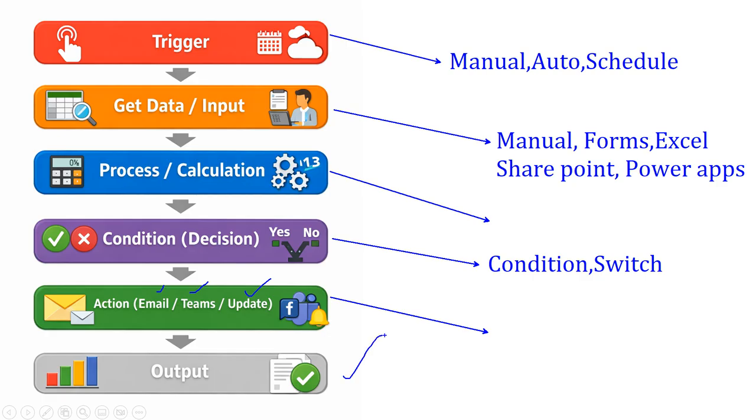I hope all the workflow has been completed. As I told, some topics are pending here. Those are the topics we are going to cover today. And there is one more very important topic, approvals. How to make an approval, how to send the approval. If it is approved, what should be done?